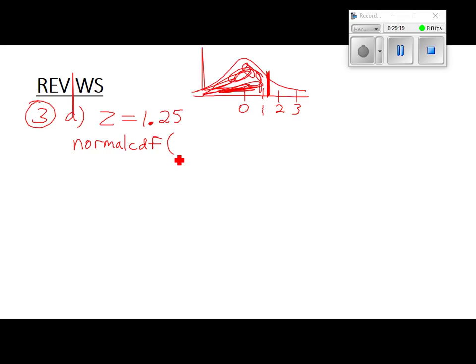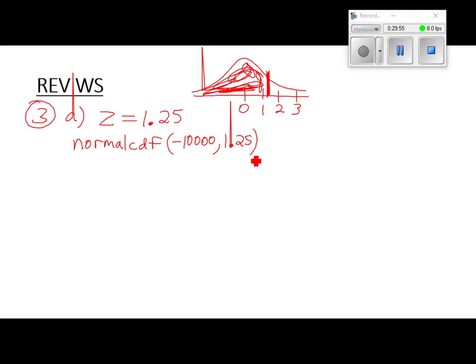Low. What's our low this time? Negative 10,000. What's our high end? 1.25. That's all we got to put in if we're on the Z chart, if we're on the standard normal. So punch that into your calculator, see what you get.